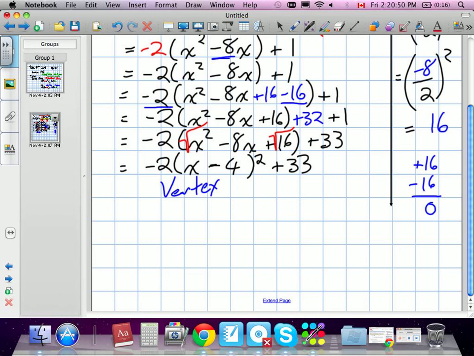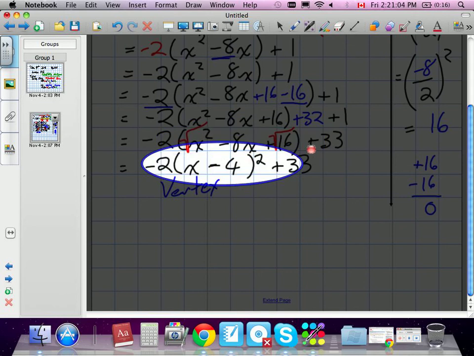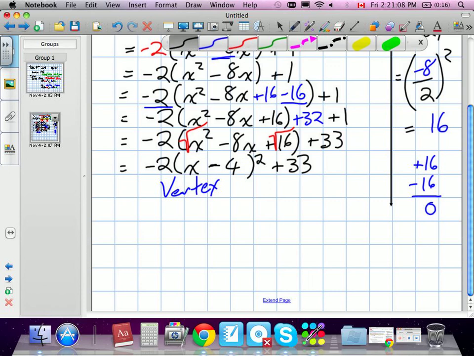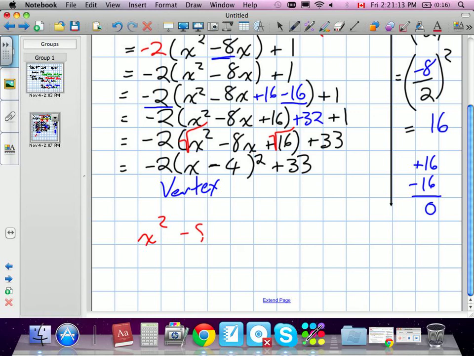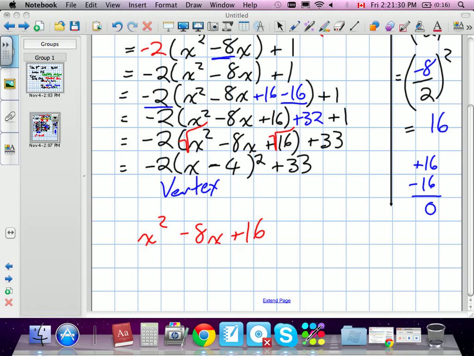Okay, so what I'm going to talk about is going from this bracket here, and what I did is I turned it into x minus 4 squared, okay? So we're going to talk about that. If I had, this will be our side calculation, x squared minus 8x plus 16. Okay, so we have what was in the brackets before. I'm going to factor that.